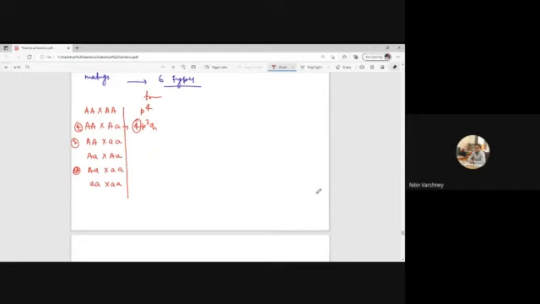Now the next important thing is, suppose the initial population is not in equilibrium, then how many generations are required for the equilibrium? How many generations are required for coming into equilibrium?